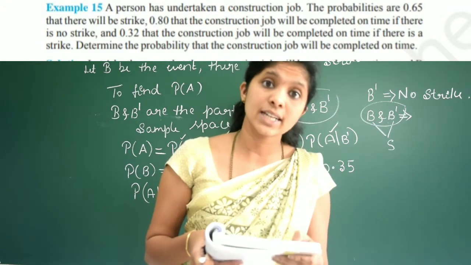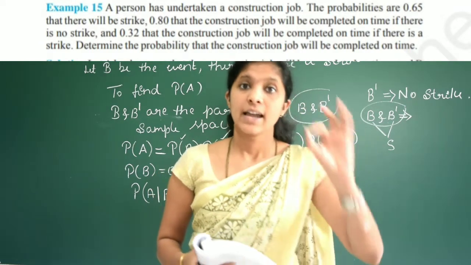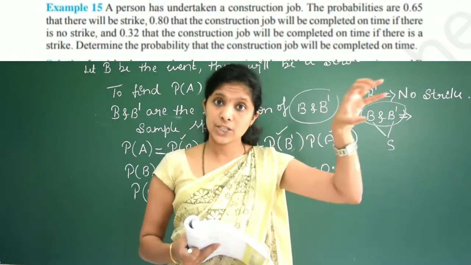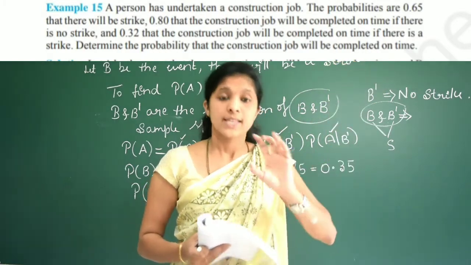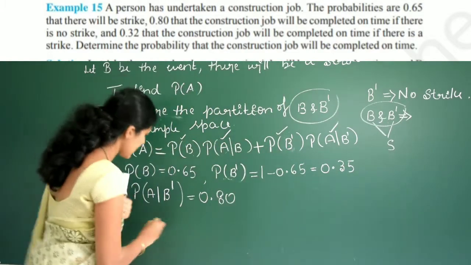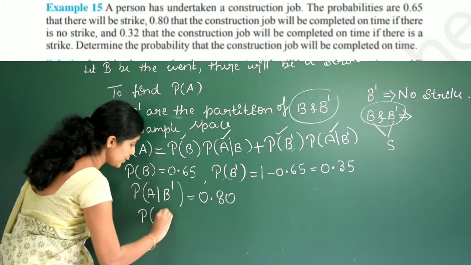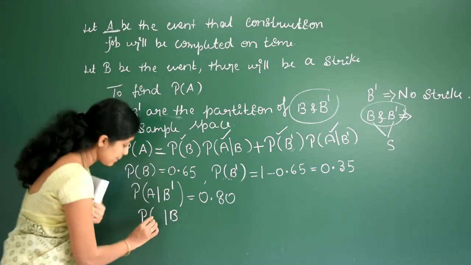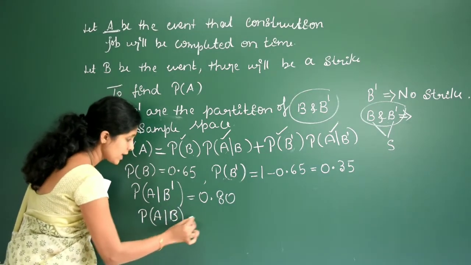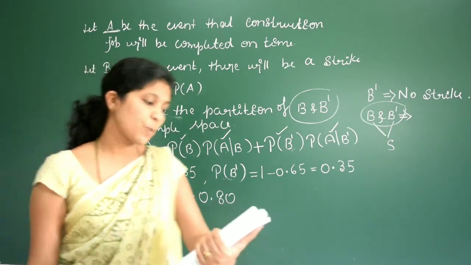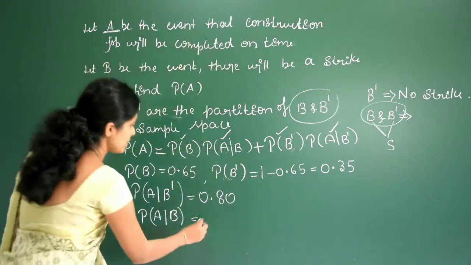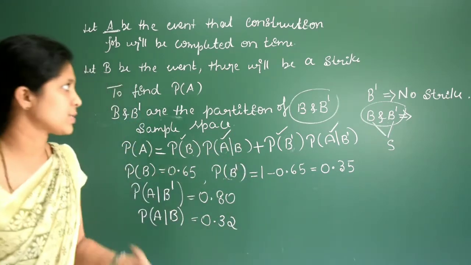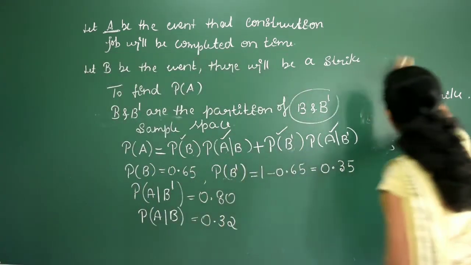It is given that there is a strike. Is it clear? It is given that there is a strike, and the probability of completion of that construction job will be 0.32. So that is the probability of this being done. This is given, right? There is a strike, and the probability of the construction job given that is 0.32. So this will be equal to 0.32.